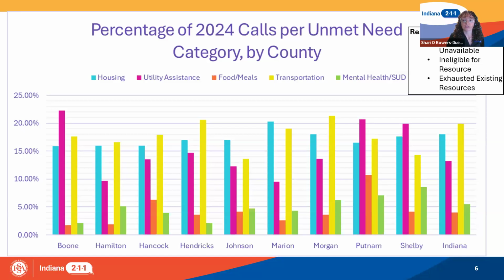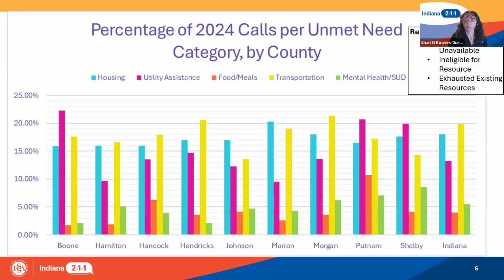Transportation was the greatest unmet need for the state as a whole in 2024, as well as for Hamilton, Hancock, Hendricks, and Morgan counties. And of these counties, Morgan County had the greatest transportation unmet need, with over 21% of transportation calls having an unmet need.